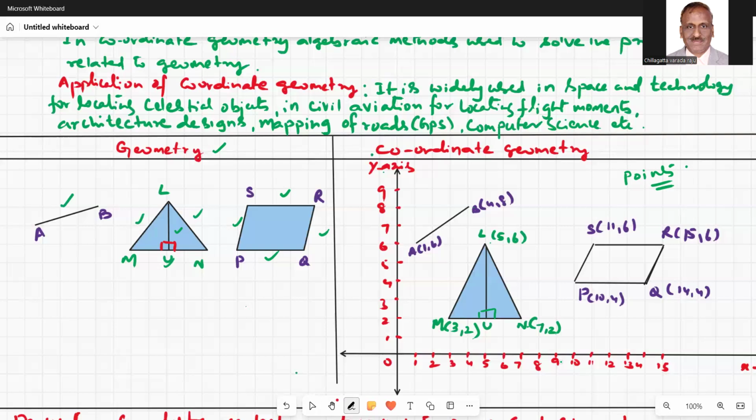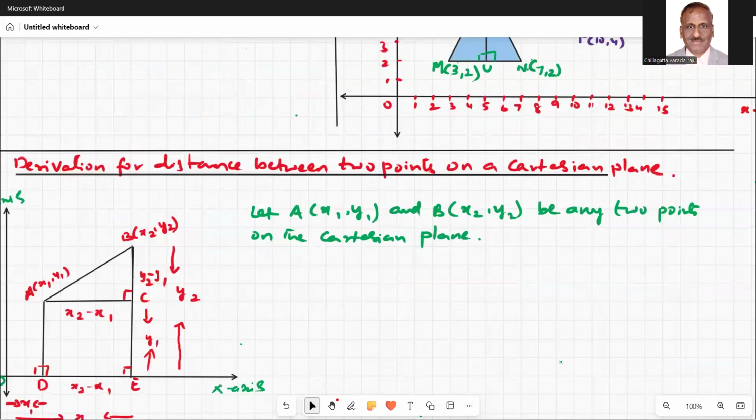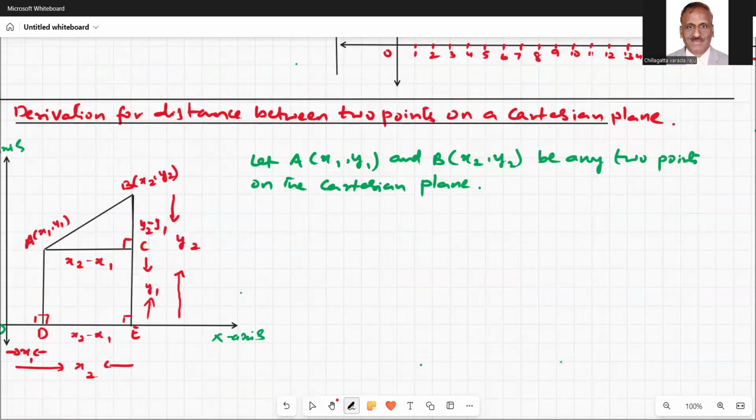Okay, in class 10, to find the lengths of the polygons, we require the formula to find the distance between 2 points. To find the length of AB, or the lengths of LM, MN and LN, we require a formula for the lengths of the polygon. So first let us derive the formula for the distance between 2 points on a Cartesian plane. I have drawn the diagram. Let A(x1, y1) and B(x2, y2) be the 2 points on a Cartesian plane. We need to find the distance between the 2 points A and B. For that, a little construction is required.